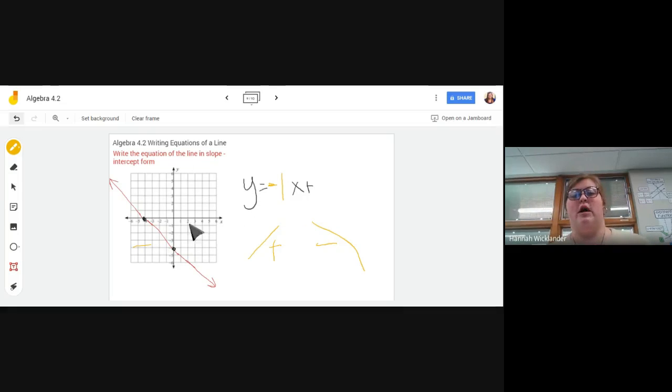And then where does it cross the y-axis? Once again at -4. So be careful when you're doing these equations to pick positive and negative slopes, because that can go from giving you the right answer to the wrong answer.